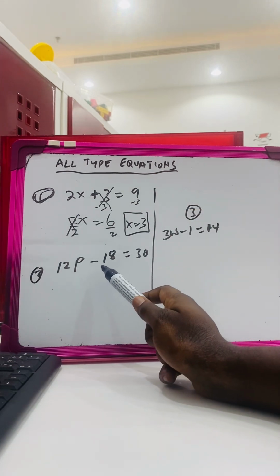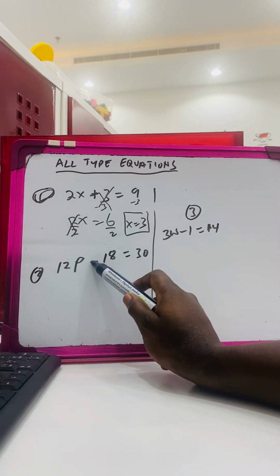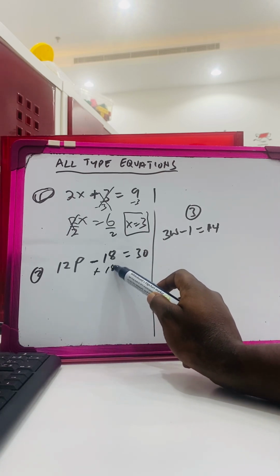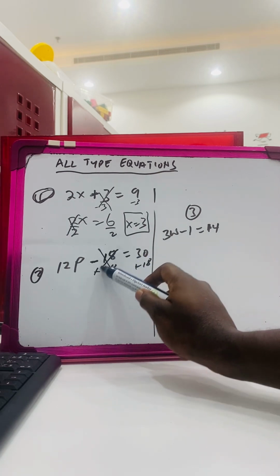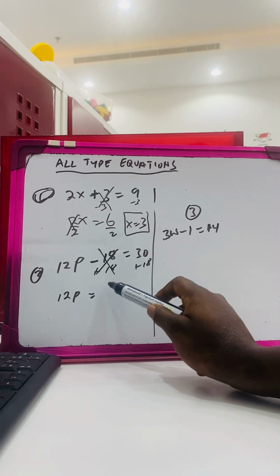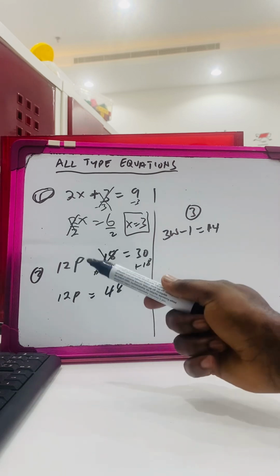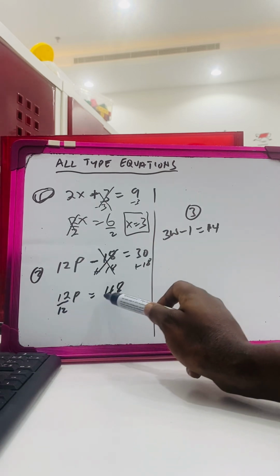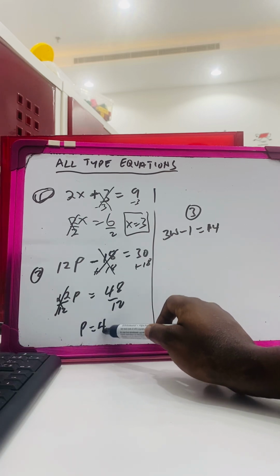If I take the second example, I have 12p minus 18 equals 30. Because this is minus, I would have to add 18 to both sides. Minus 18 plus 18 goes to 0, goes off. What am I left with? 12p equals 30 plus 18 is 48. 12p means 12 times p. I would have to do the opposite, divide by 12, divide by 12. This goes off. And my p is 4.